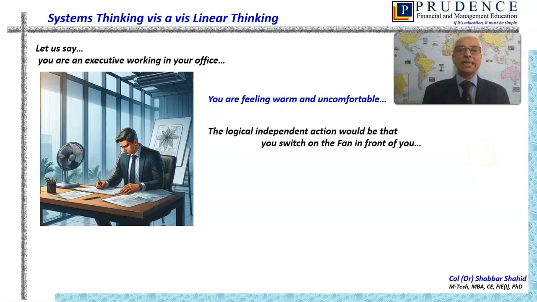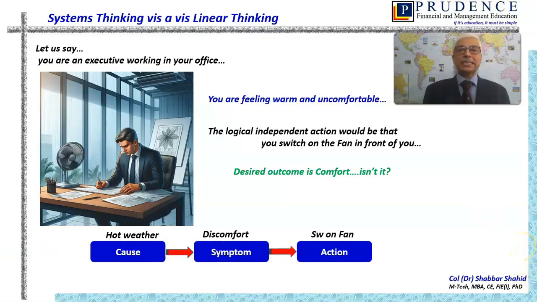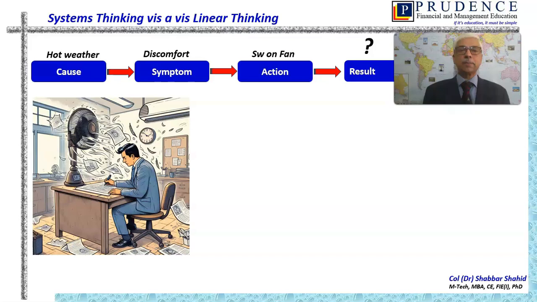There is a fan lying in front of you. So your logical independent action would be that you will switch on the fan which is in front of you. Alright? And the desired outcome that you expect is your comfort, isn't it? So the cause is the hot weather which is causing you discomfort. So the discomfort is your symptom, and your logical action is to switch on the fan and you expect some result. But will the result be as you desire?